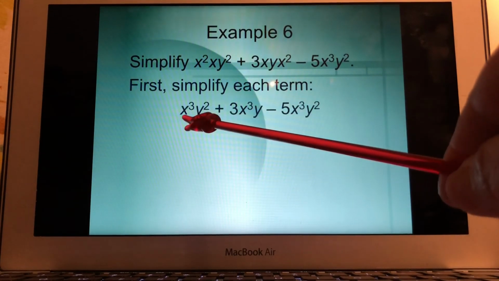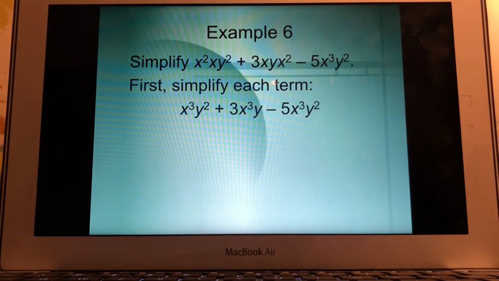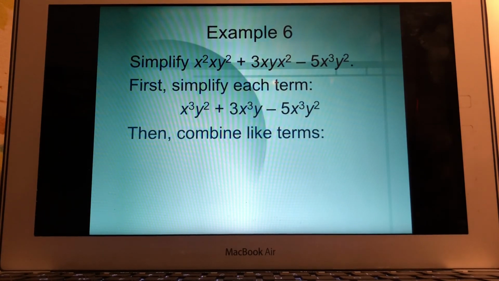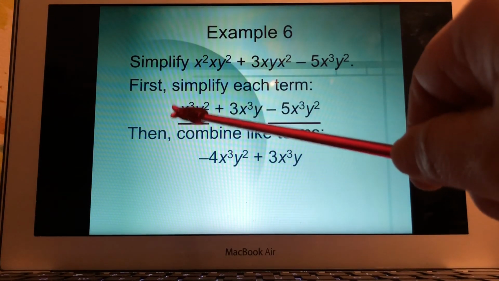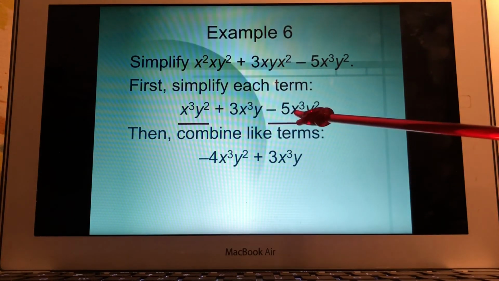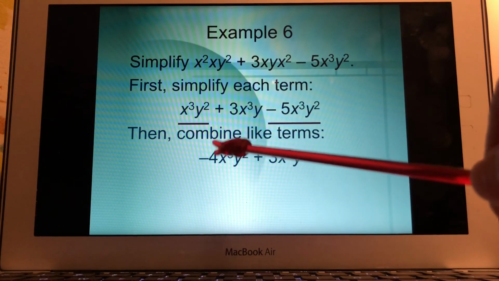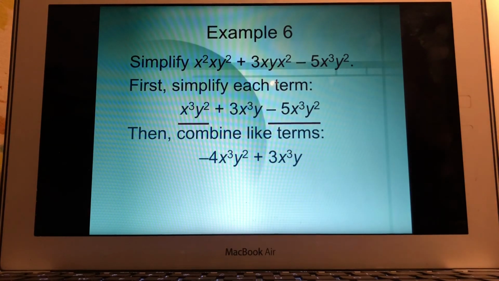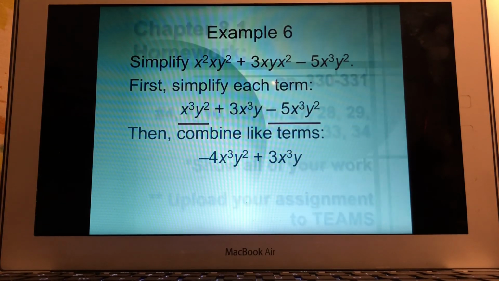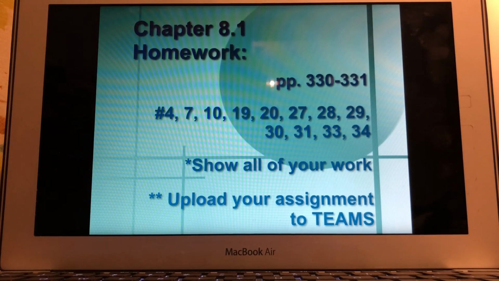Well, what happens? X cubed y squared is the same term, isn't it? Or here it is, okay? So then I can combine my like terms, which there you have it. And this is the same as saying 1, right? So 1 minus 5, that's how we get negative 4. X cubed y squared, and then the 3x cubed y stays the same by itself. There's your final answer. So for our homework tonight, not too difficult, a nice break from our word problems, okay?